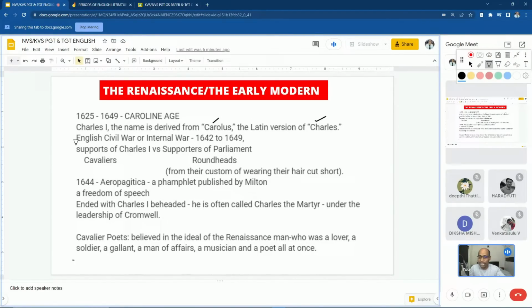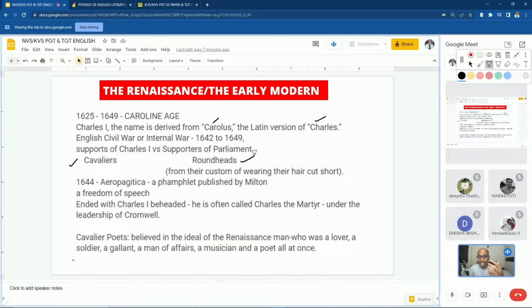There was the English Civil War, or internal war, from 1642 to 1649. Because of the policies and the suppression of the Catholics, there were many wars in this age. The people in England were divided into two groups. Supporters of Charles I were called Cavaliers, and supporters of Parliament were called Roundheads. Now, what actually happened during that time, we'll come to the historical background. When the kings were dominating and behaving like dictators, the people wanted these kings to be dethroned and wanted to establish a democracy or republic state.